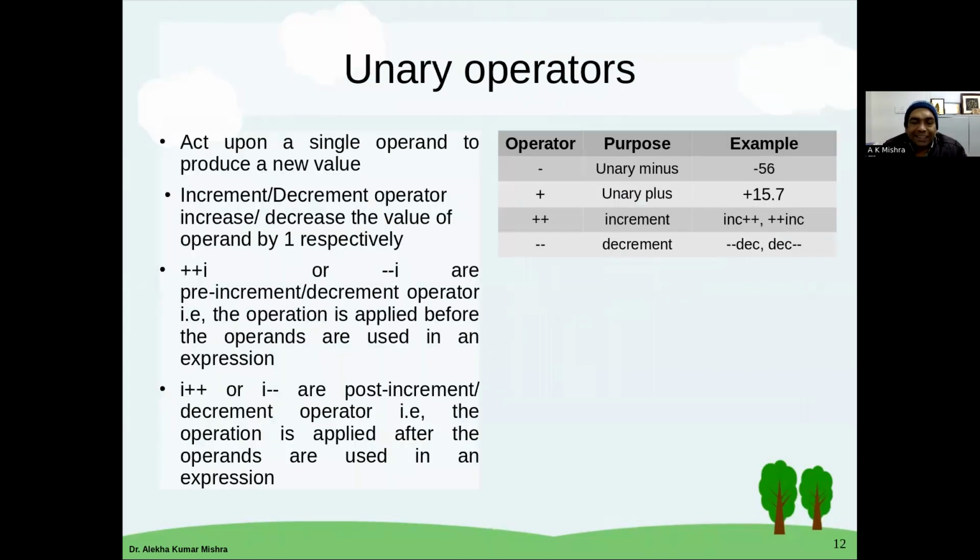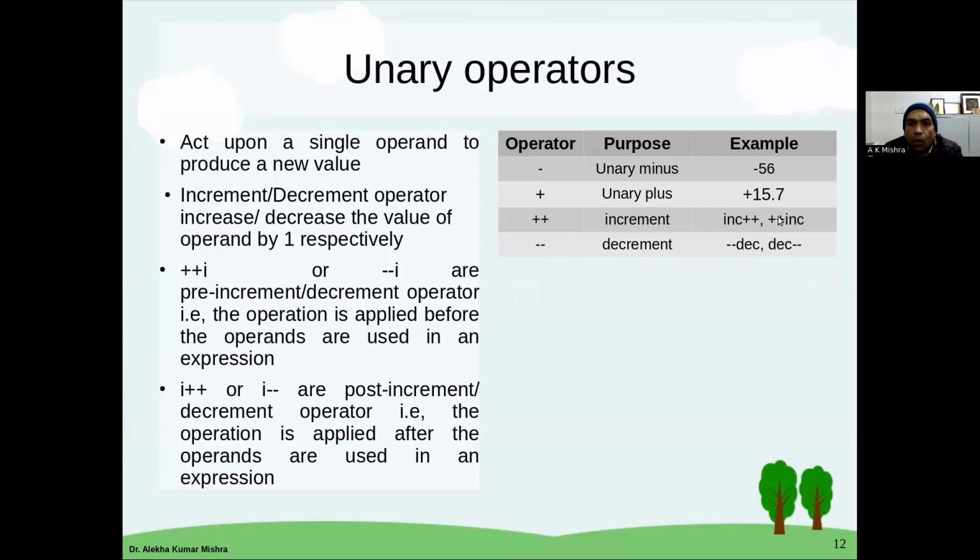Next, the next category is the unary operator, which is unique in C++. The basic unary operations we know in mathematics are unary plus and unary minus, to indicate the sign of a particular value or constant. Sometimes we explicitly mention plus 15.7, and whenever there is a negative number, we are bound to mention the negative sign, that is minus 56 or minus 101. These two are already present inherently from mathematics.